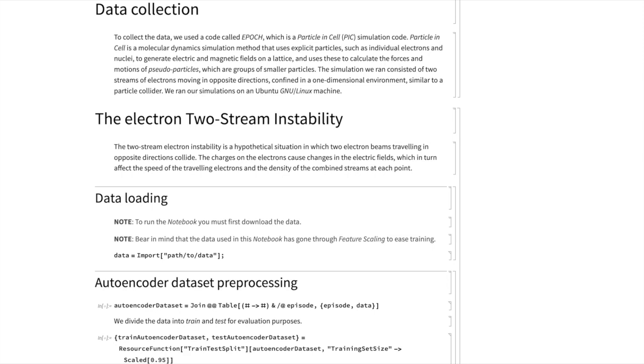In order to generate our data, we wrote a Python script to run the particle and cell simulation on a Linux machine and just collected data overnight using a specific predefined starting condition.